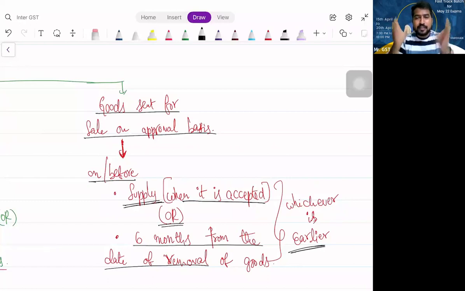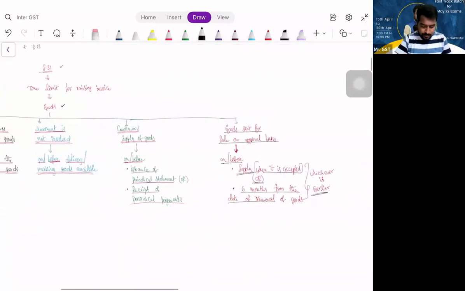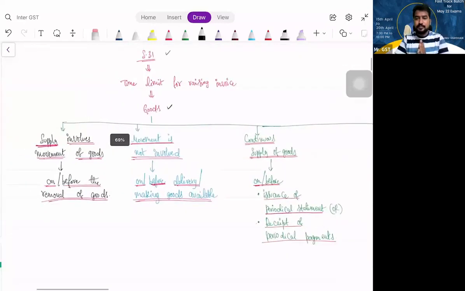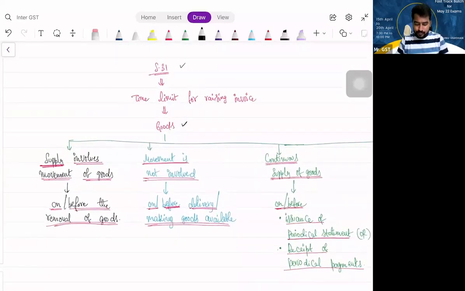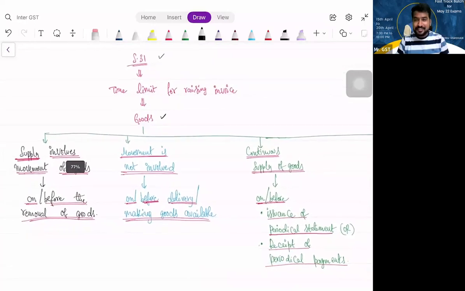Clear? That means I have sent the goods to Akshata today, ma'am. After 5 days, she is giving approval. Then I should raise the invoice. If she never gave approval, after 6 months, I should raise the invoice. Are you able to understand? Shall we proceed? Is it clear? So these are the possibilities. Can you please copy fast? Hope you are able to understand the handwriting.